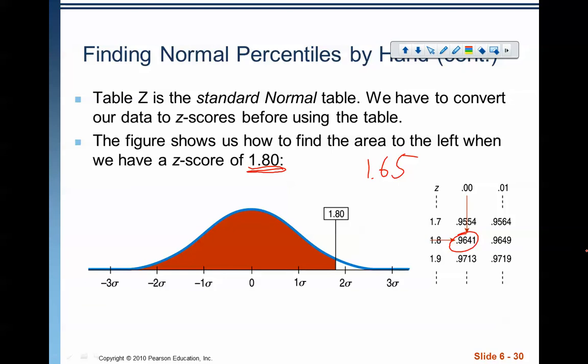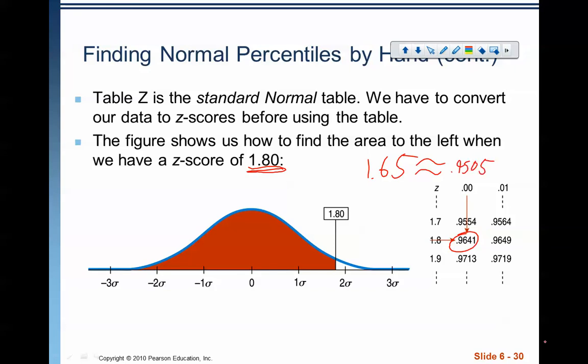Can you guys look that up? What's 1.65? Somebody look at your table and tell us what 1.65 is. So 1.6 would be here, and then the 5 is what's along the top. So you're going 1.6 on the left, 0.05 on the top, and you're finding where those two things intersect. You guys got it? What is it? Is that right? 0.9505.